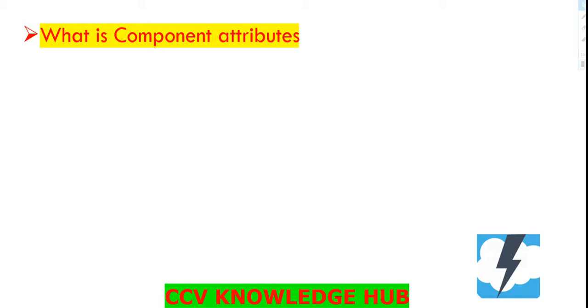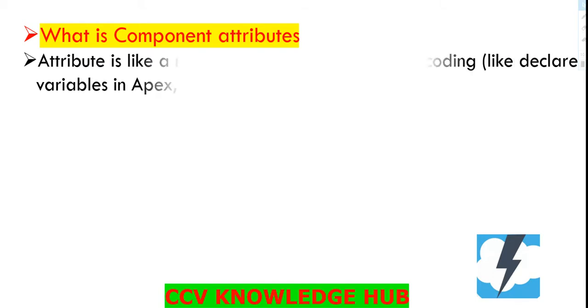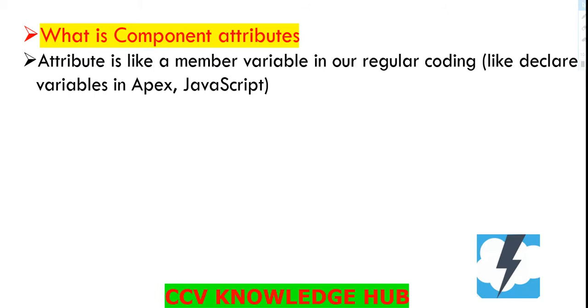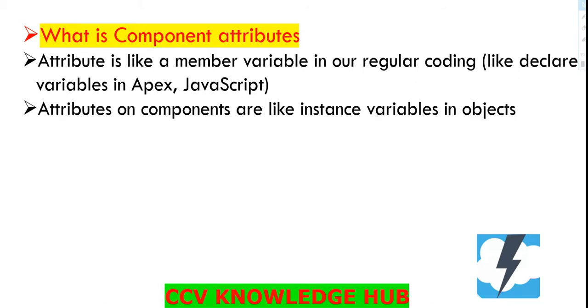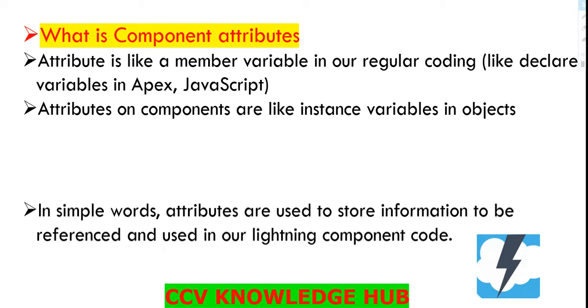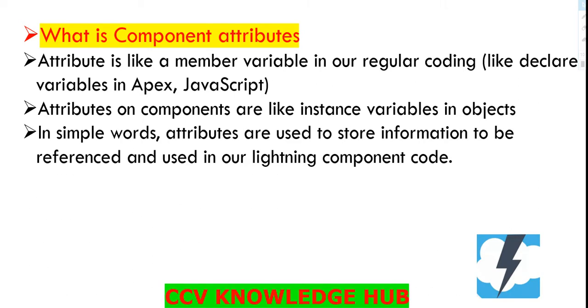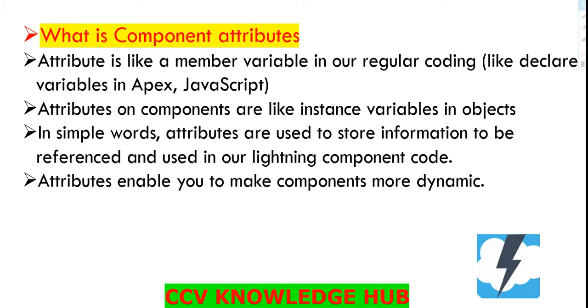So first we will see what is component attributes. An attribute is a member variable in our regular coding. Like when we declare variables in Apex, JavaScript, or other programming languages, the same way here we can call them attributes. Attributes in components are like instance variables in objects. In simple words, attributes are used to store information to be referenced and used in our Lightning component code. So attributes enable you to make components more dynamic.